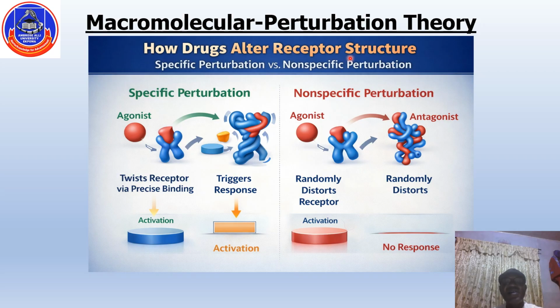From left, you can see agonist binding receptor in a specific manner, thereby twisting both the receptor and the drug molecules to trigger response. After binding, you can see how it has twisted to produce response. But this is not specific perturbation. You can see it. This is random distortion. Of course, no response.